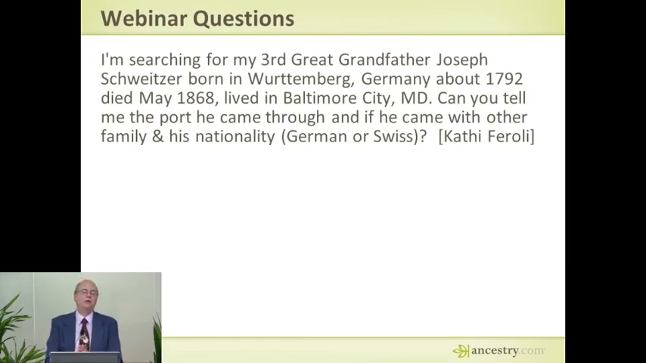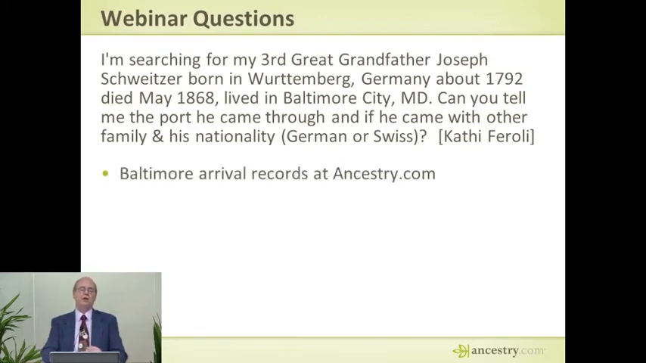Here, from Kathy: I'm searching for my third great-grandfather, Joseph Schweitzer. Born in Württemberg, Germany about 1792. Died 1868, lived in Baltimore. Can you tell me the port he came through and if he came with other family and his nationality? Well, Kathy, I can't, but you can. You can do some research, okay?